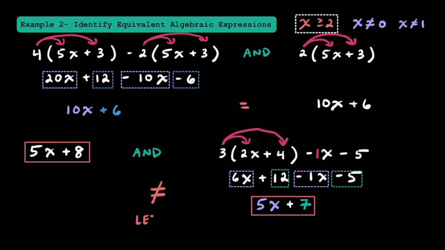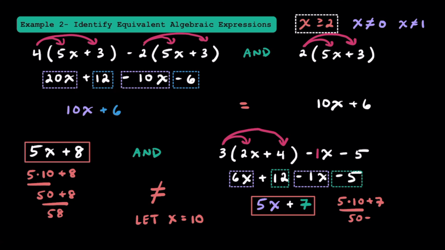However, if you want to hypothetically prove it, you can let x equal a value. Remember to choose a value that's 2 or higher. I'm going to choose something easy like 10. Substituting in, we have 5 times 10 plus 8, and 5 times 10 is 50, so that's 50 plus 8, and that's equal to 58. Substituting to the expression to the right, we have 5 times 10 plus 7, 5 times 10 is 50, so we have 50 plus 7, and that's equal to 57. Since 58 does not equal 57, we know that these two expressions are not equivalent.